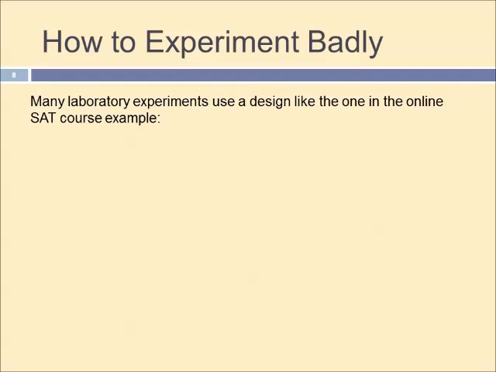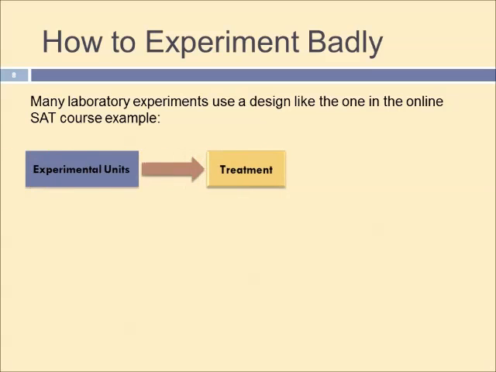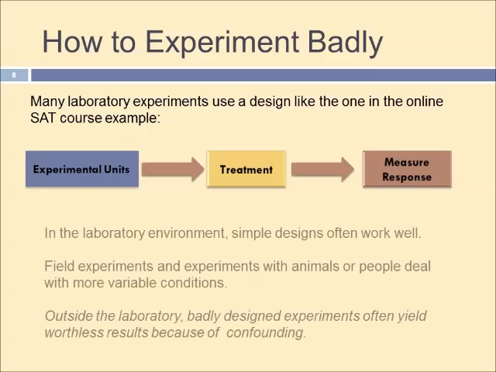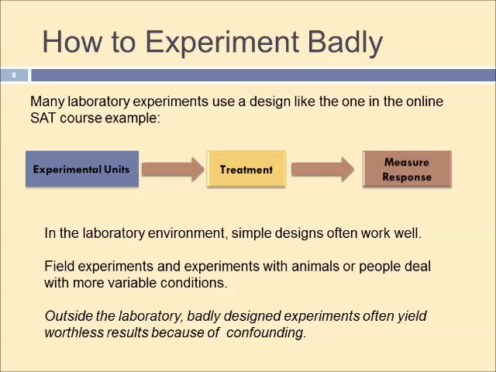Many laboratory experiments use a design like the one in the online SAT course example. We take experimental units, we apply a treatment, and we measure the response. In a laboratory environment, these designs often work well. Field experiments and experiments with animals or people deal with much more variable conditions. Outside the laboratory, badly designed experiments often yield worthless results because of confounding.